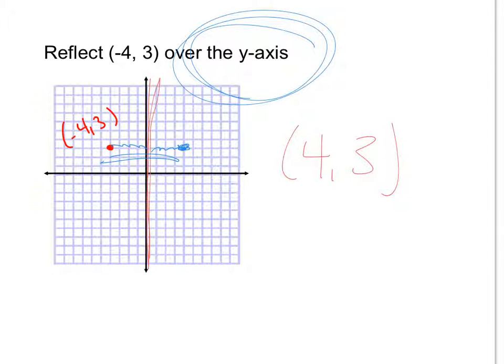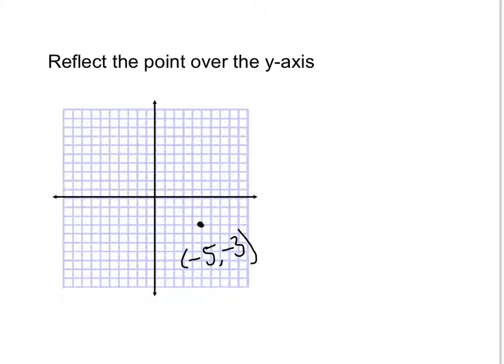Okay, we'll do one more of these. Over the y-axis, so again, it's over this line. We're going to count how far it is from that line. It goes 1, 2, 3, 4, 5. So we're going to go 1, 2, 3, 4, 5.